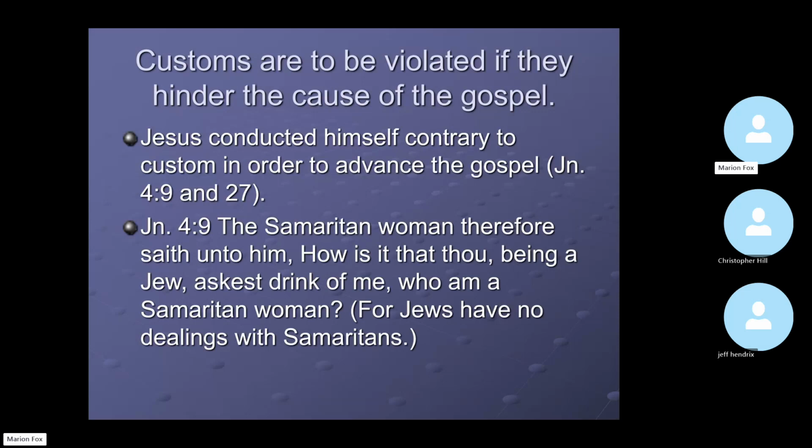Because I'm a Samaritan. And she knew the Jews wouldn't have anything to do with Samaritans. I have no dealings with them. But he was violating this custom. Now, this custom was not commanded by God for the Jews. The Jews were commanded not to engage in idolatry and partake of the wickedness of the nations round about them. But to have no dealings with them was not what was taught in the Old Testament scriptures.